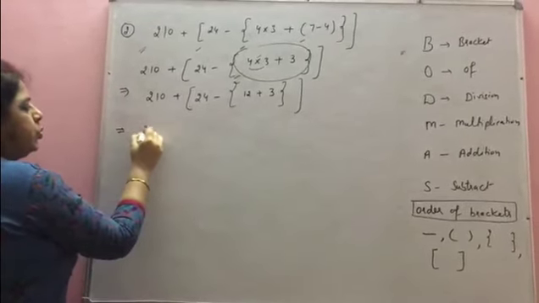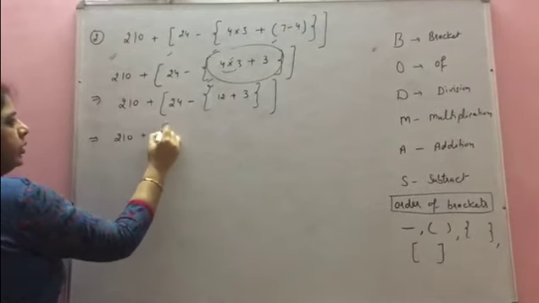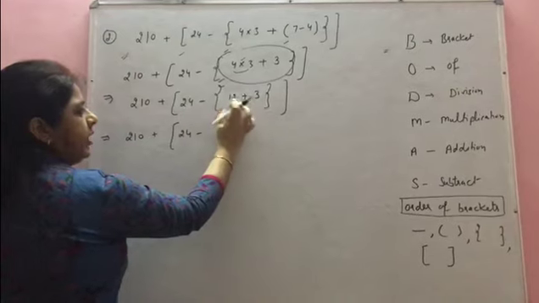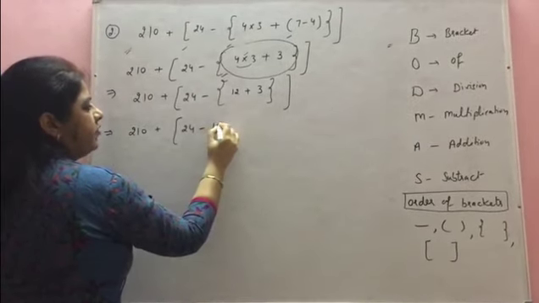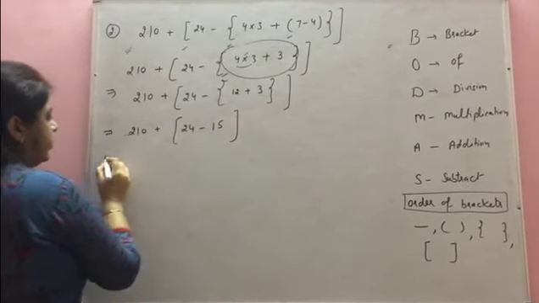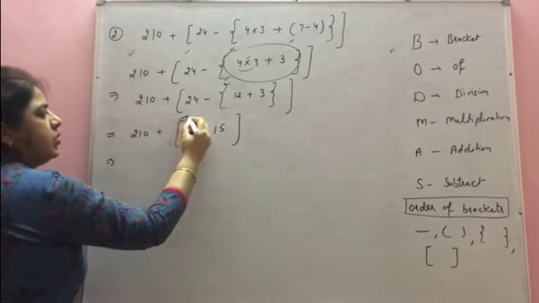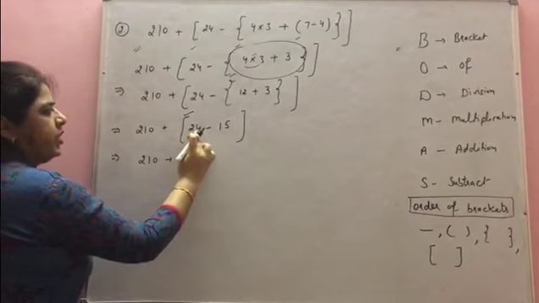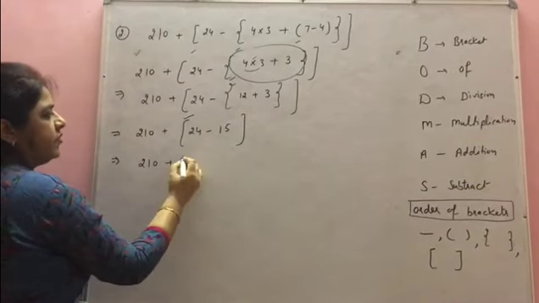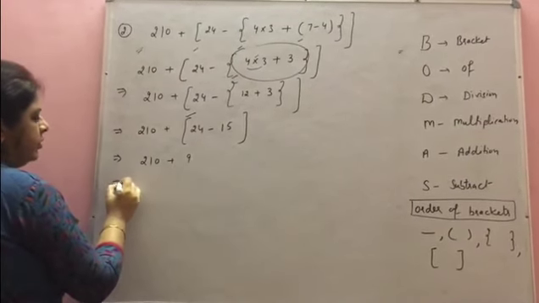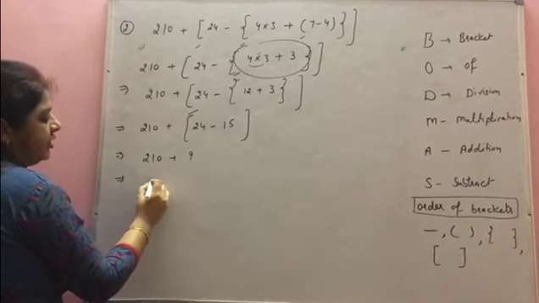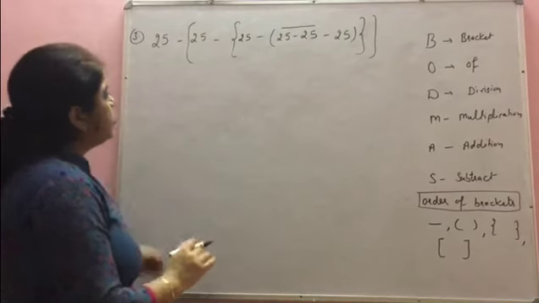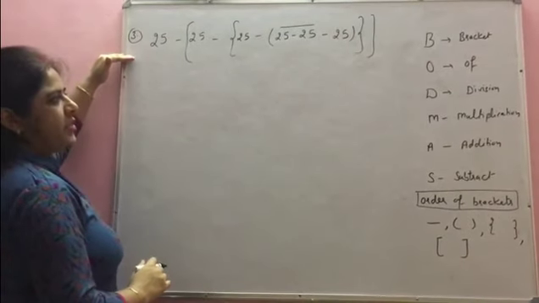Now 210, 24. Now what will the answer of this be? 12 plus 3 is 15. Now the turn is to solve this square bracket. 210 plus 24 minus 15 is 9. So what would the answer be finally? 219.